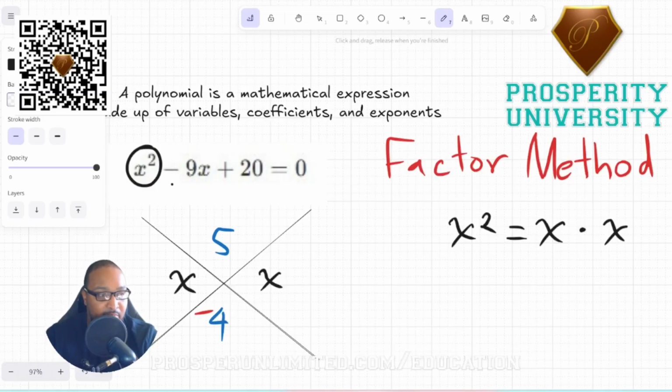Well, how about we make both of them negative? So now let's check the 20. Negative 5 times negative 4 makes positive 20. Remember, a negative times a negative makes a positive, right? So we're good on that. Okay, great. And negative 5 plus negative 4 makes negative 9. So we're good on that, right?